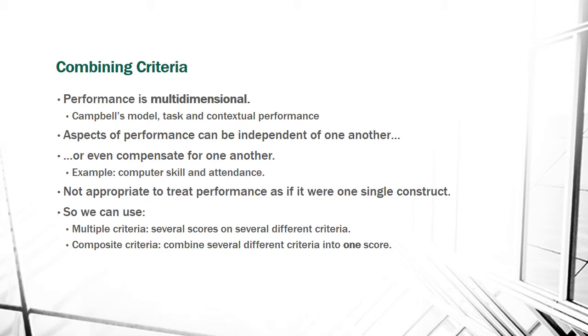We can do this in two ways. We can use multiple criteria, which are several different scores on several different criteria. Instead of just having one score, we have a whole set of scores in multiple criteria. Or we can integrate those multiple criteria into a composite. The difference is that when we use multiple criteria, we end up with a set of scores. When we use a composite, at the end of the day, we end up with one score that represents a combination of all those other scores.